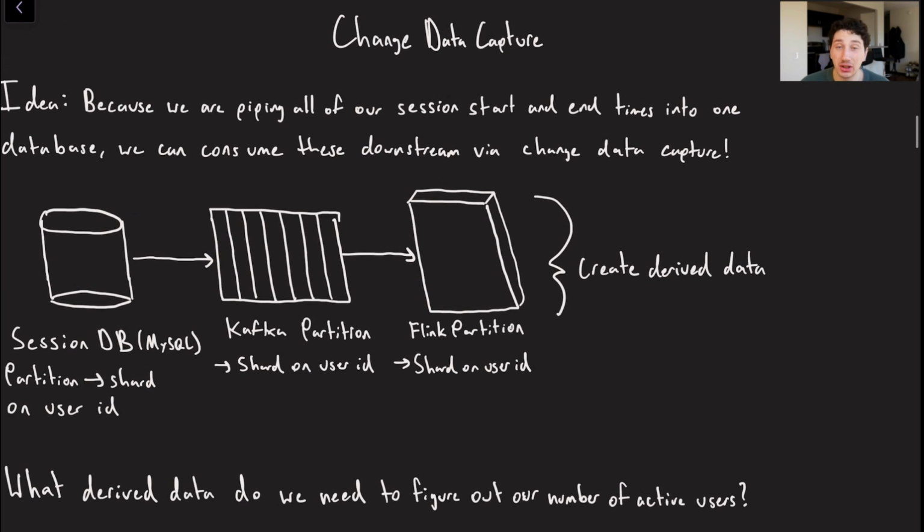So the next thing that we're going to do is very typical Jordan behavior, which is obviously I'm going to take all of the changes going to that sessions database and use that as change data capture. The reason being that I want to consume it downstream and build derived data off of it. So from our session database partition over here, we can basically take the changes on every single given partition, put that into a partition on Kafka, effectively meaning that Kafka is also going to be sharded on our user ID, and then finally throw that into Flink, again meaning that it would effectively be sharded on user ID.